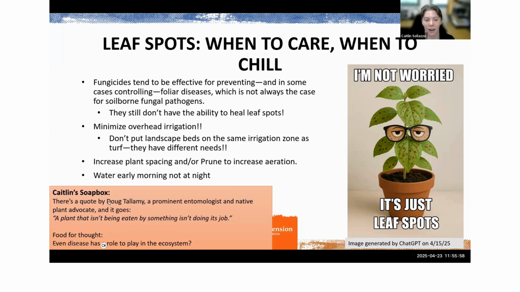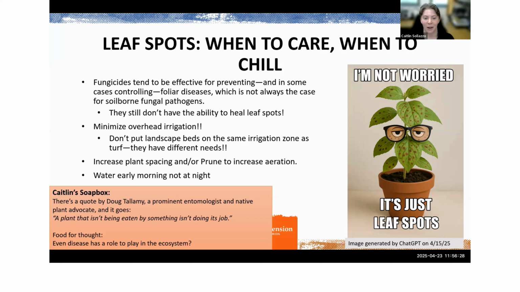Oh, and then I also have another soapbox moment. There is a quote that I really like by Doug Tallamy. You may have heard it yourself. A plant that isn't being eaten by something isn't doing its job. And again, I've seen this referring to insects, for butterflies. A lot of times people talk about pollinators. You like to have pollinator butterflies, but we also need to have host plants for the caterpillars. And that's really an important message, and it's a good starting message.